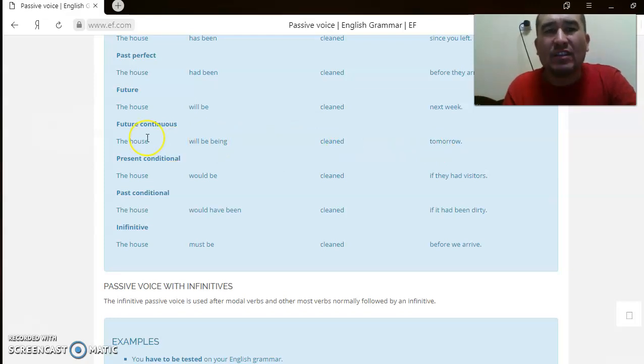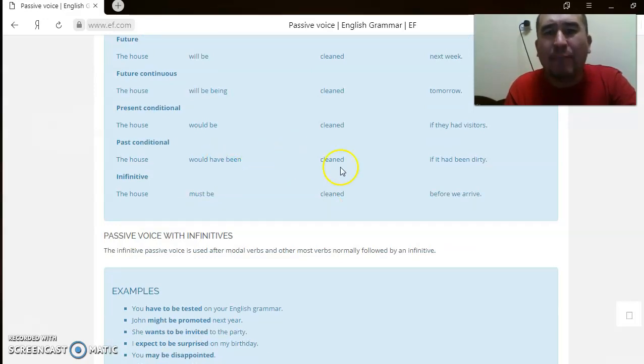We have to note that it's not common to use the future continuous passive form in traditional grammar. Mostly we say that future continuous doesn't have passive forms, but sometimes we can use them. Present conditional: The house would be cleaned if they had visitors. Past conditional: The house would have been cleaned. Infinitive: The house must be cleaned.